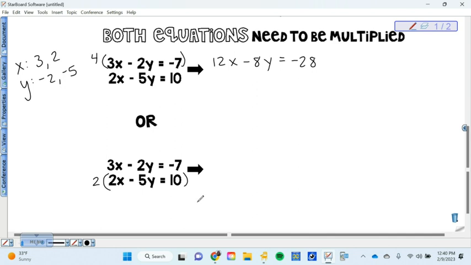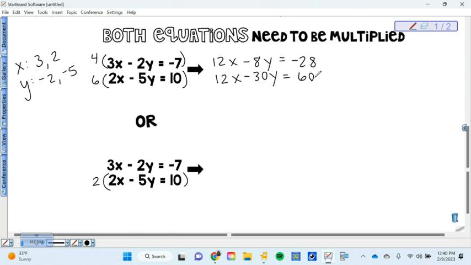Okay. Multiply 2x times 6. Yeah, that'll work. I can do that. So multiply this by 6. So 6 times 2x is 12x. 6 times -5 is -30y. 6 times 10 is 60. That'll work. Because what is going to cancel out there? The 12s. Exactly.